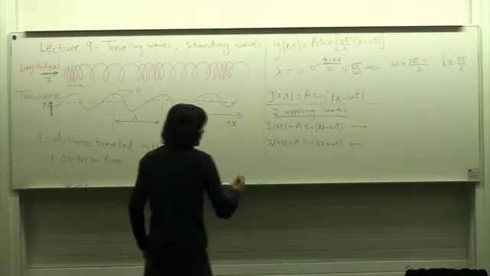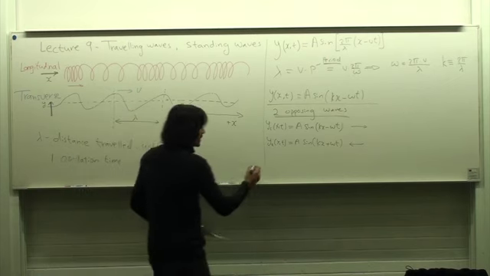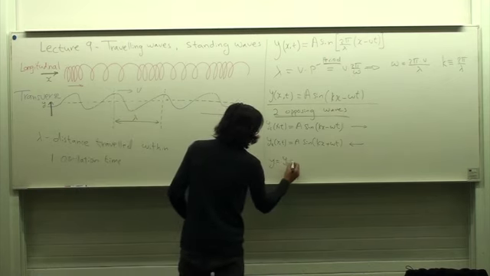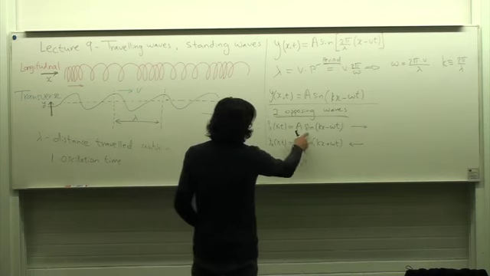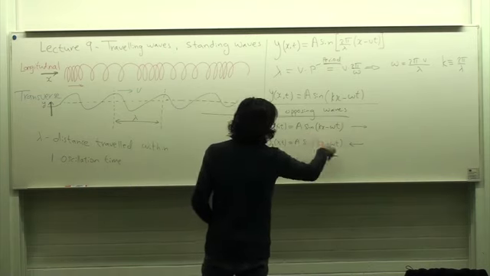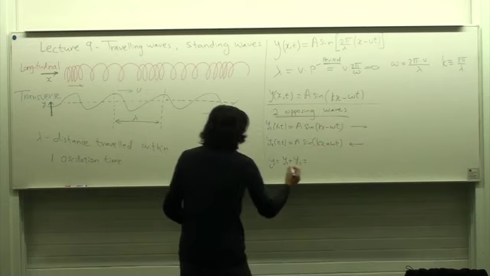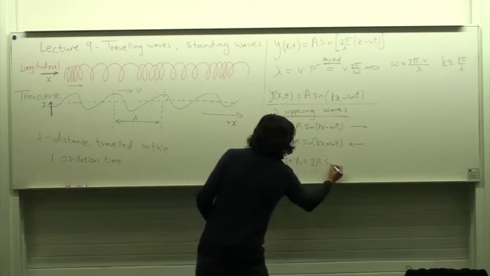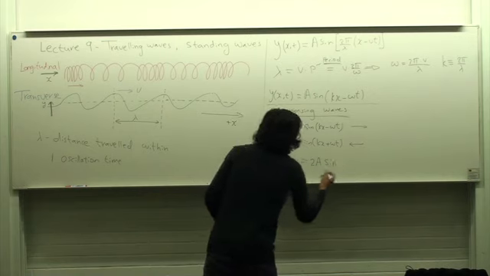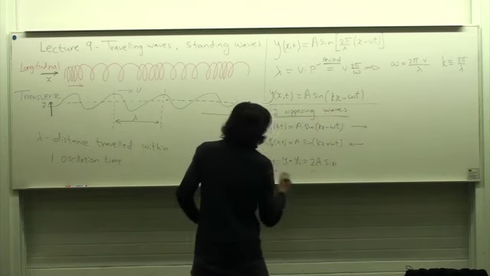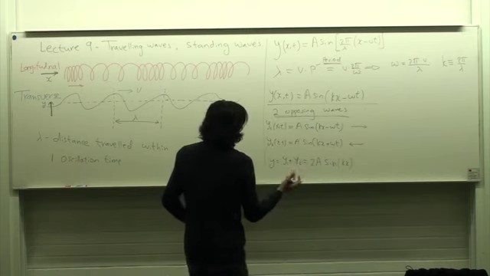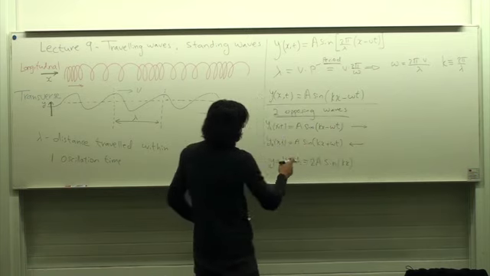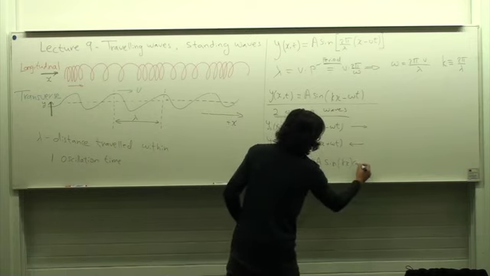So together, if we superpose them together, we have y, which is y1 plus y2, and that gives sine A plus sine B if you want. That would give 2 times sine of the average of A and B, that would give us kx, and cosine of this minus this. So this would give us cosine omega t.